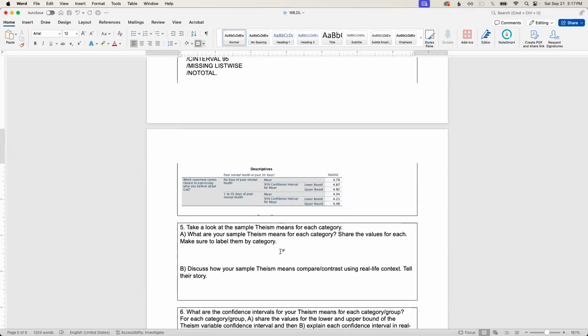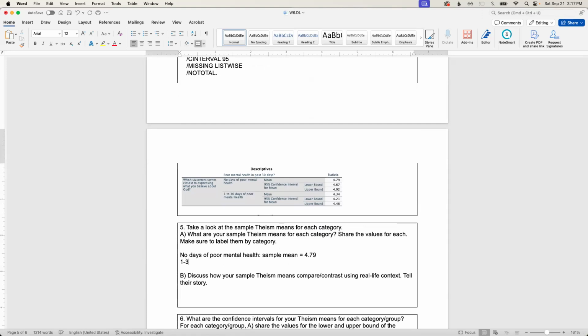Take a look at the sample theism means for each category. What are the sample means? Share the values and label them. So for no days of poor mental health, the sample mean is 4.79. So you see this is just the mean, right? And then for 1 to 30 days, the sample mean is 4.34.